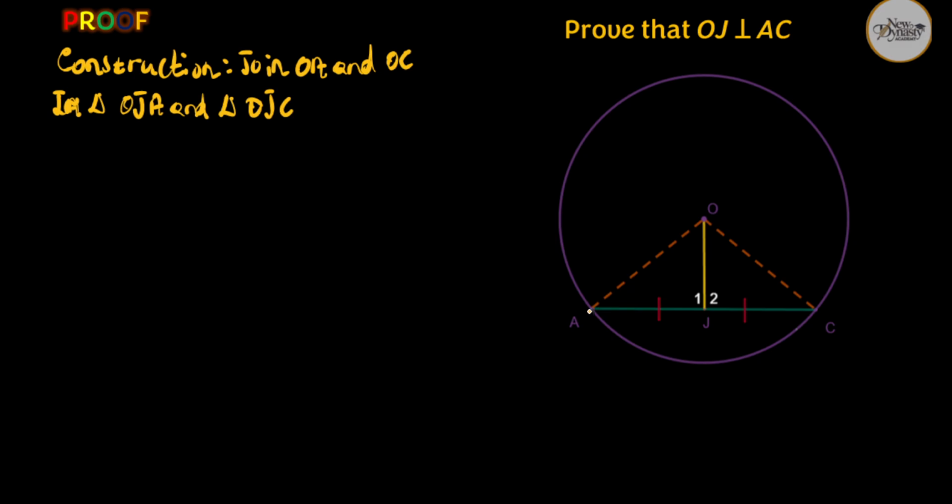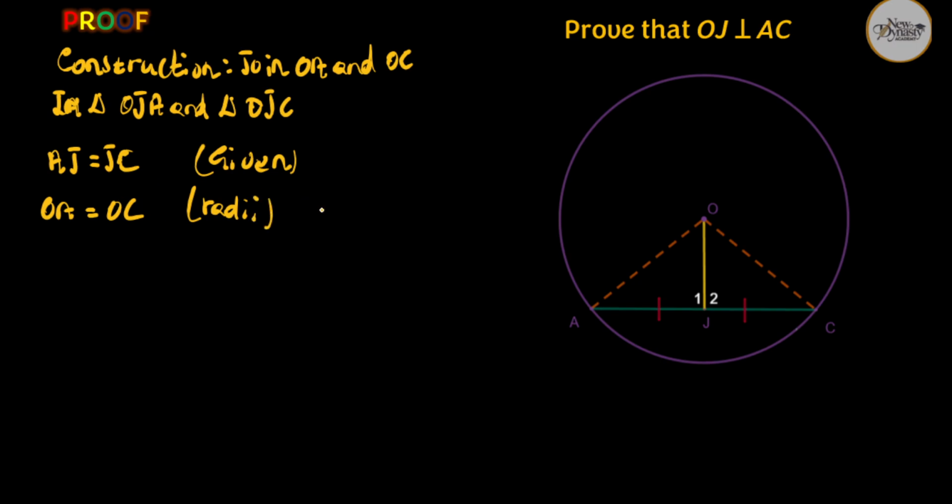What is happening there? We were given that AJ equals JC by those red markings there. So we can start with that. You can start with any sides that you see there. So AJ equals JC. We're saying that because that is given to us. And again, OA and OC are equal because those are the radii. So we can say that OA equals OC. That is the radii through construction.